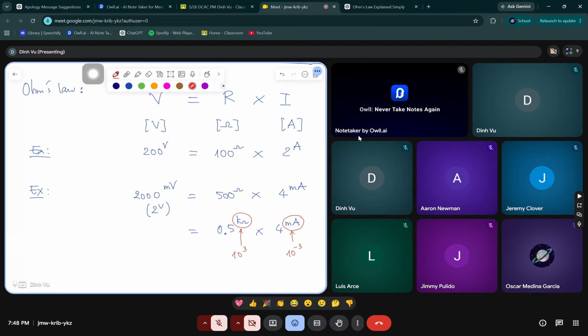And finally, the value you obtain here, 0.5 multiplied by 4, is 2. And the unit here is in volts, because kilo ohms cancel with milliampere. Okay, and then you obtain directly volts, 2 volts.